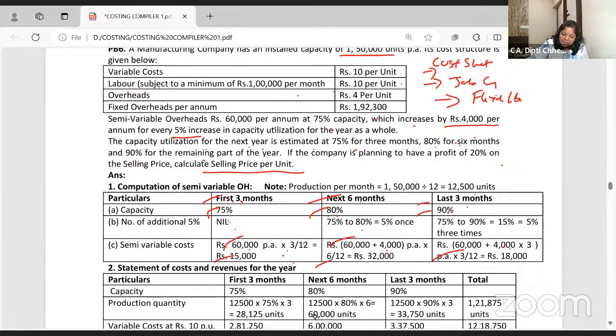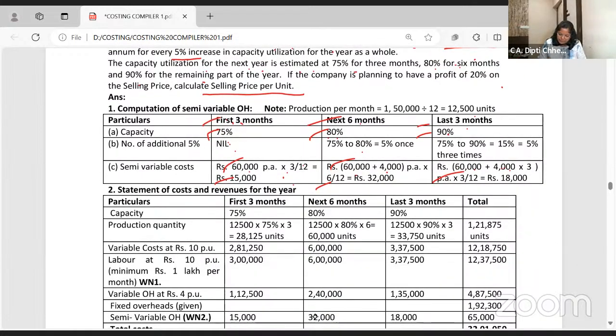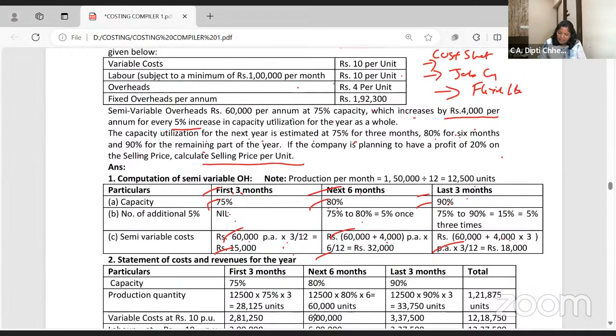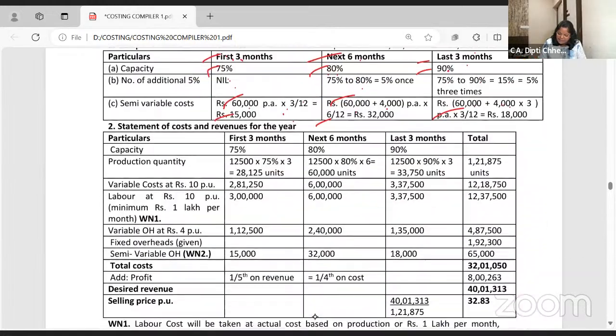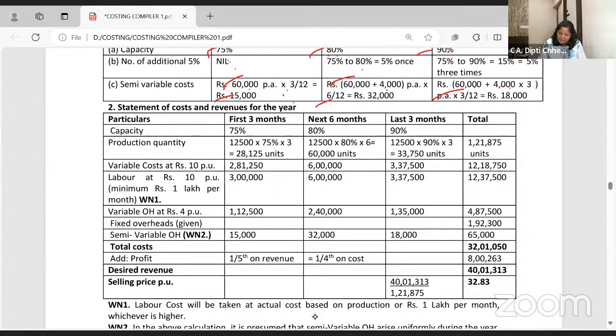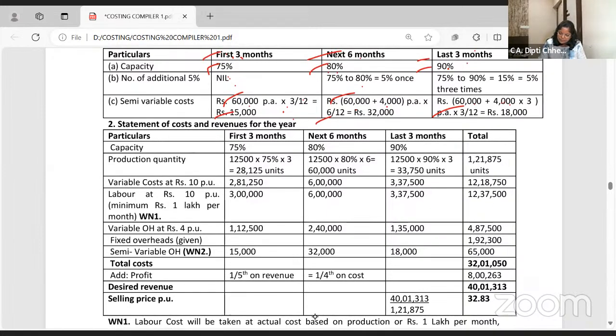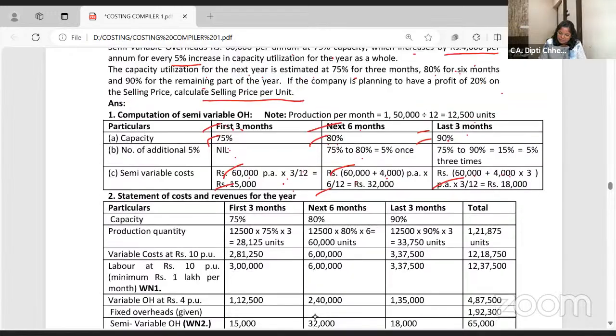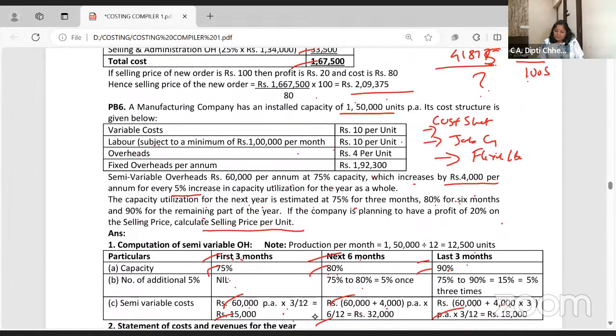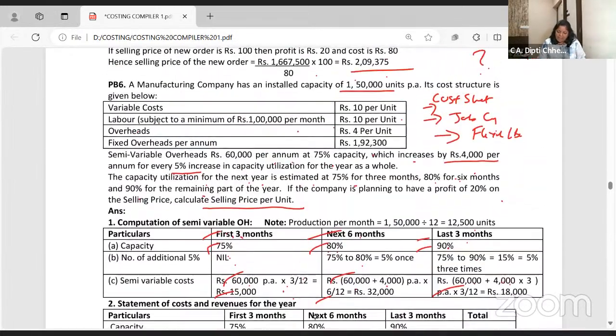Semi-variable overhead. Is this clear to all of you? Now, what is the production capacity per year? 1,50,000. Installed capacity.